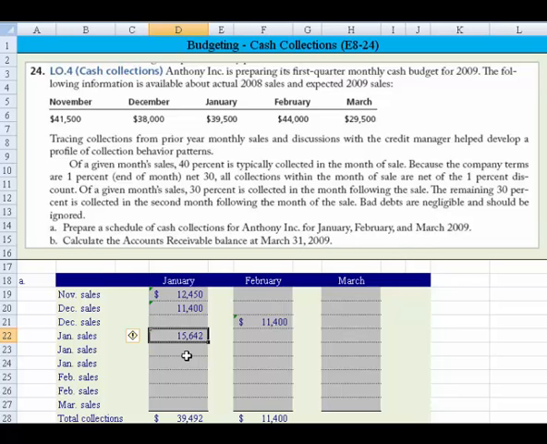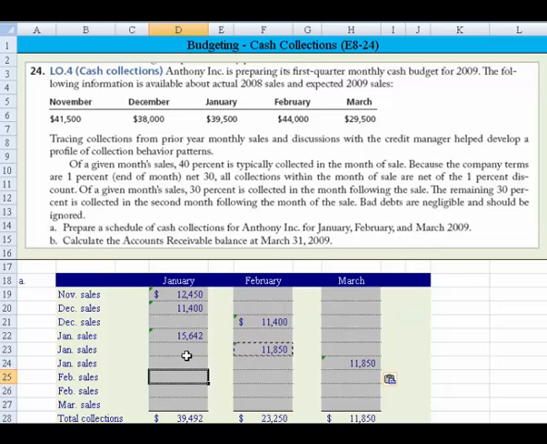Then when we think about what's the impact of January sales in February, now we take the full amount because they've missed the discount. January sales were 39,500 and multiply that times 30%. And I've got 11,850. And then also in the month of March, we're going to have that same 11,850. So why don't I just copy it? It's going to be the same monthly sales times 30%.